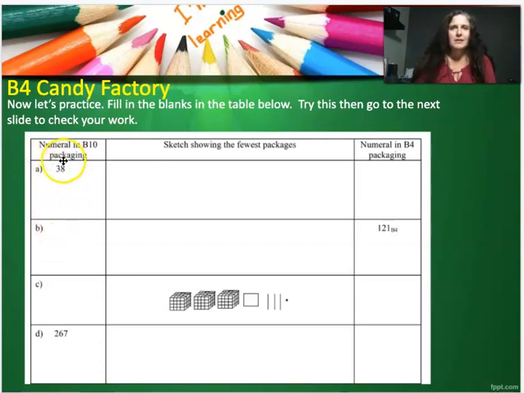So in this one I gave you the base 10 number, you have to give the packages and the B4 number. Same thing on D. On B, the B4 number is given, so make sure you pay attention to that because you're going the other direction. And then in C, only the picture is given, but you should be able to figure out both your numeral in B4 as well as how many candies that is in base 10. So take your time. This might take a few minutes, and then check your work on the very next slide.